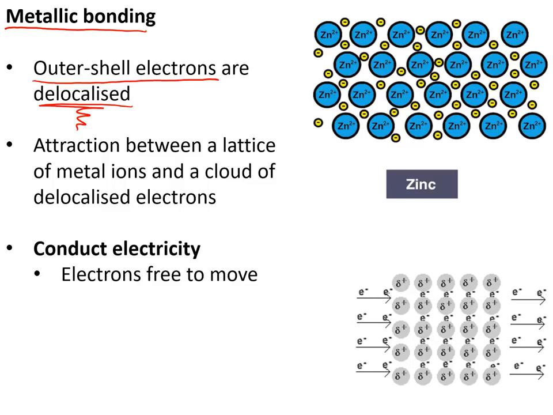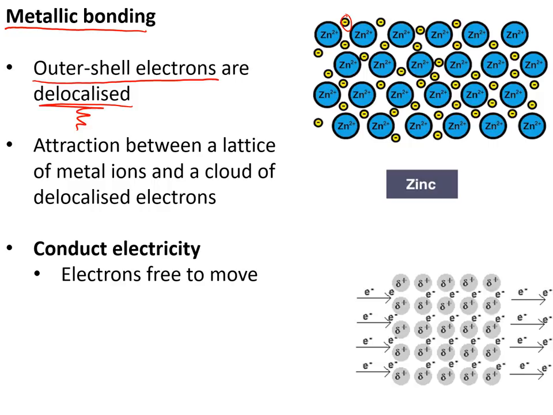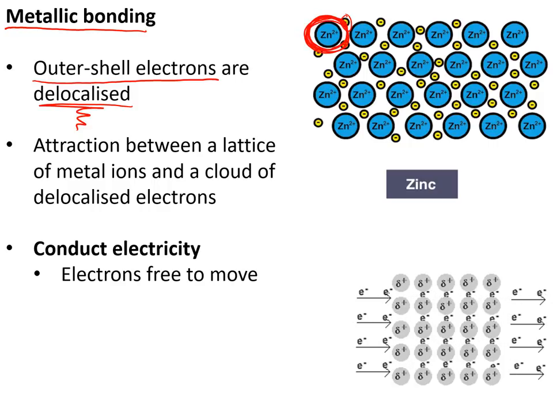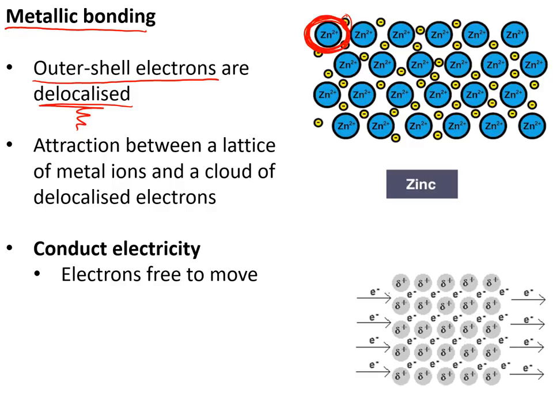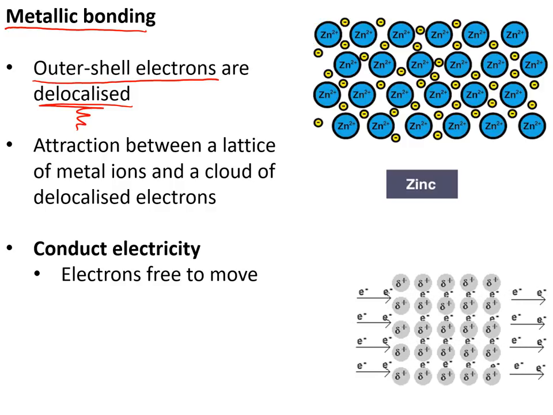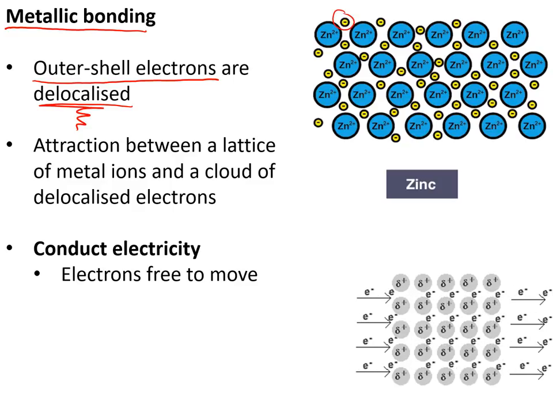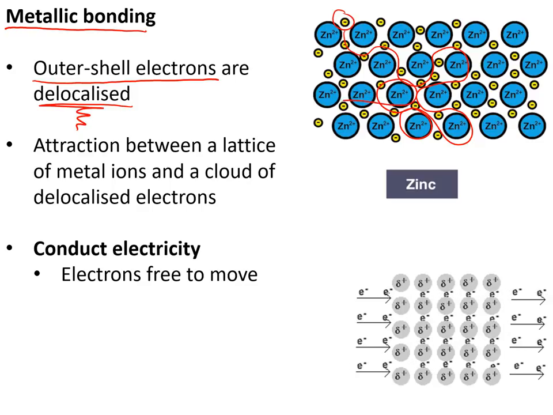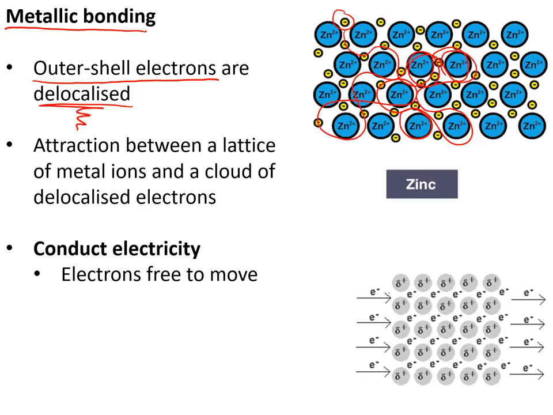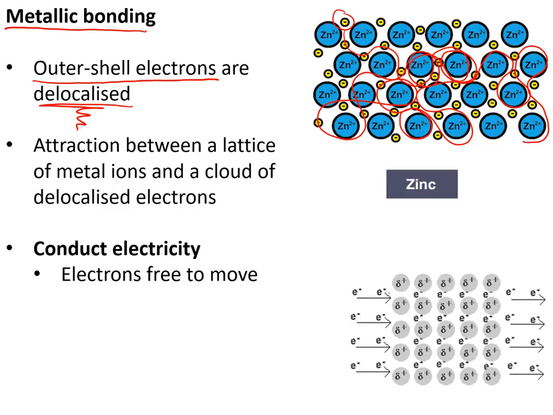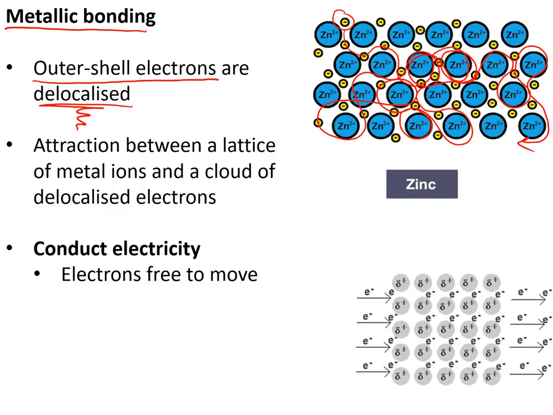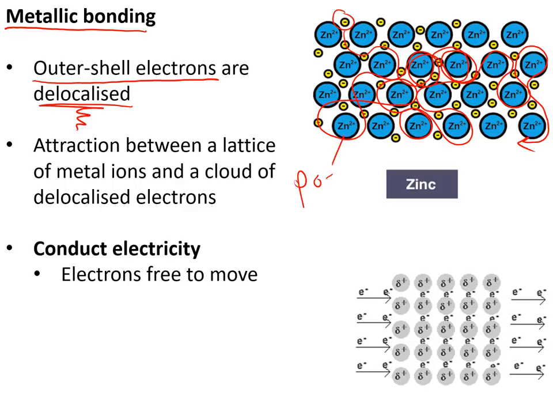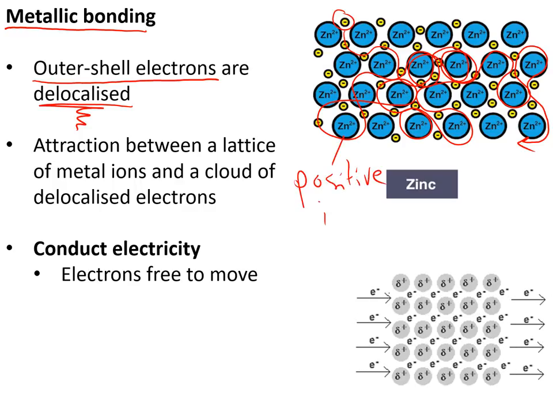So if we take this electron here, in a normal substance, that electron will just spend its entire life whizzing around and around and around the same old boring atom. Okay, but in a metal, that electron's delocalized, which means it can just move wherever it likes. It just goes on a magical mystery tour around all of the atoms. Now that is going to be important when we think about the properties. So this leaves each of the metal atoms as a positive ion because it's lost its outer shell electrons.